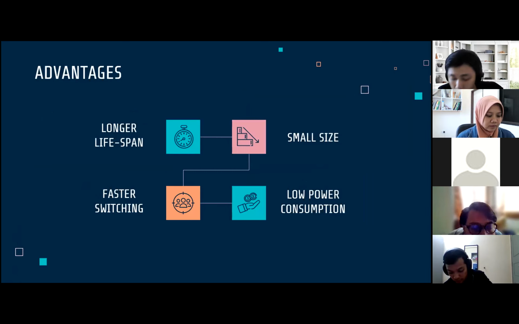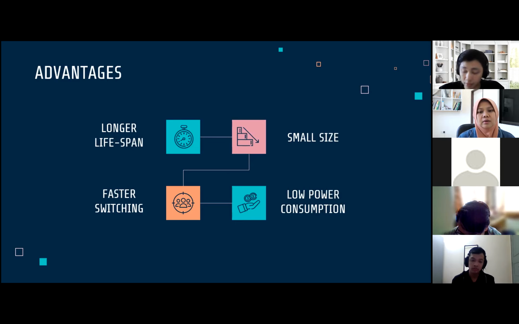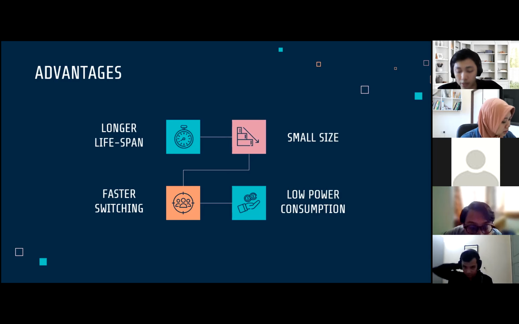So what makes light emitting diode special and why do people go for LED? It has the longest lifespan, faster switching, small size and very low power consumption, etc. So that's why LED is used a lot nowadays.